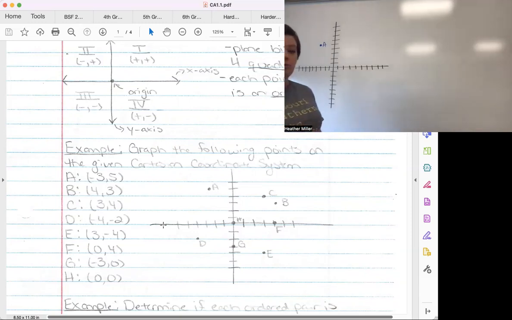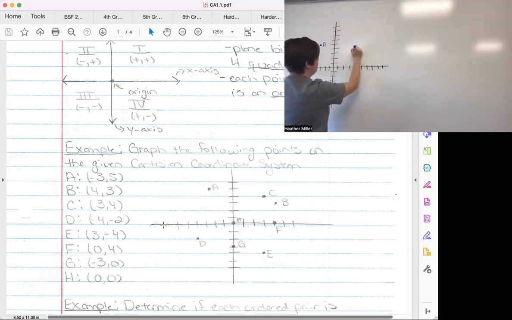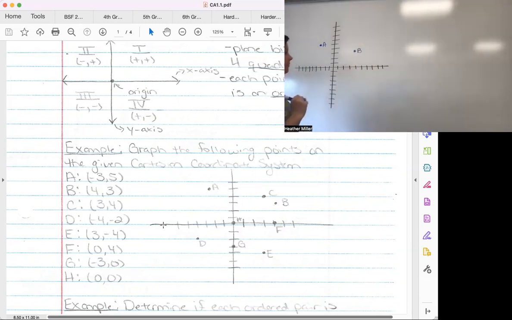B, we have 4, 3. Those are both positive. That means we'll move to the right 4, and then we're going to move up 3. And that'll be the point B.